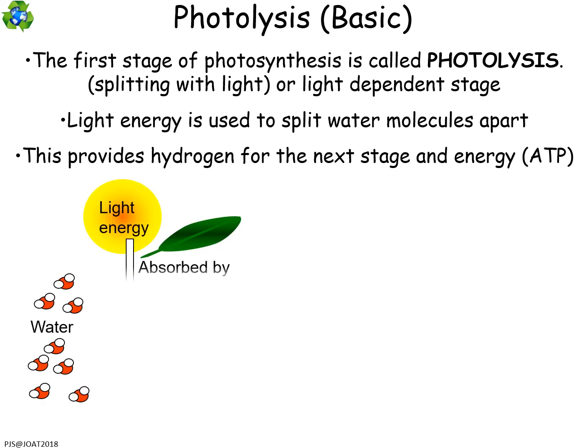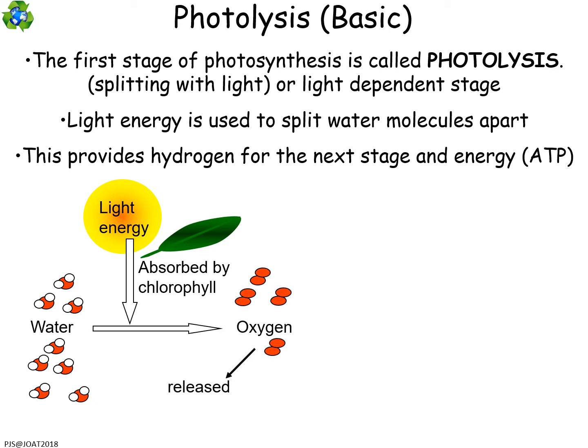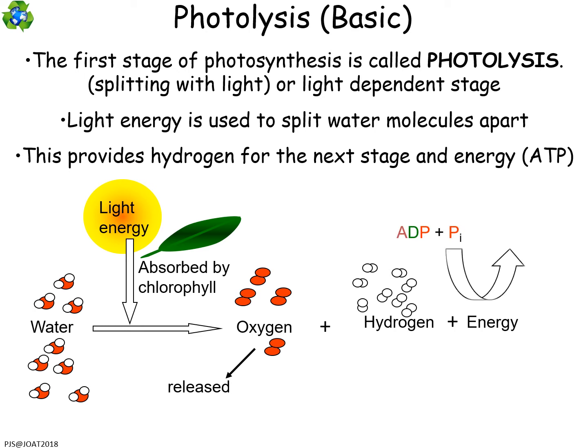So we take our water, we bring in our light, absorbed by, I've just put chlorophyll, but you should now recognise it will be different pigments, including chlorophyll. And then we get oxygen, which is released just by diffusion, and our hydrogen. Now, you should realise that our hydrogen is not going to kick around as hydrogen, and our energy is obviously actually going to ATP.